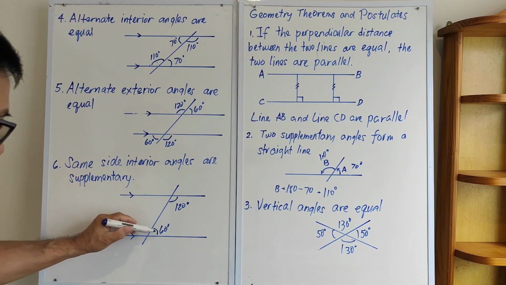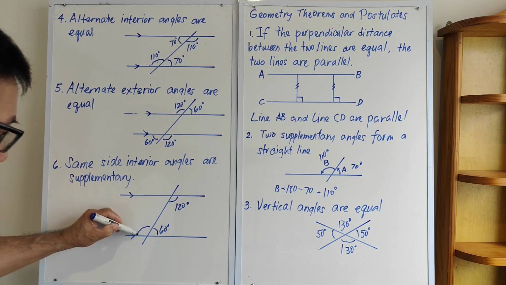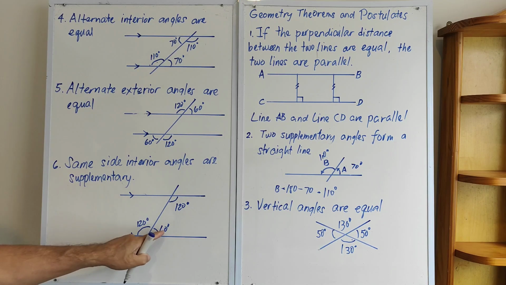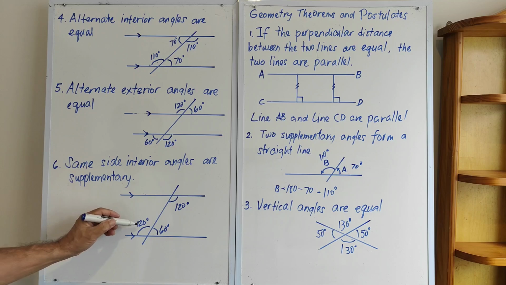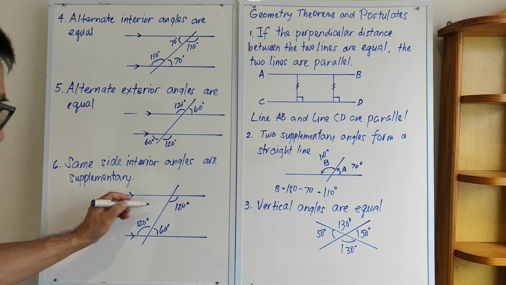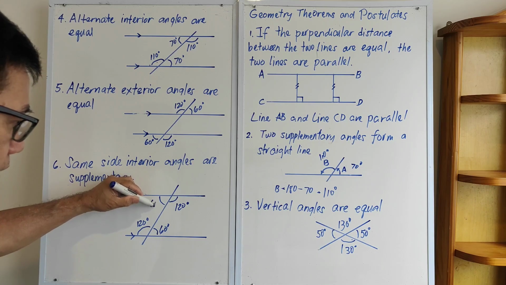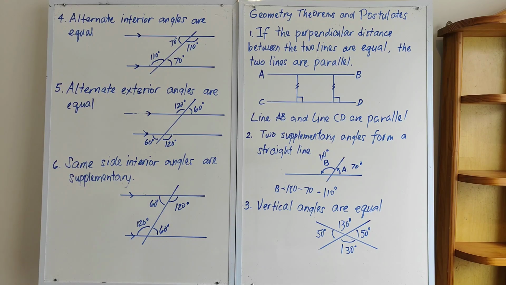Now, so this is 60. To make this into a straight line, this will be 120 degrees. 180 minus 60 is 120. So if this is 120, this would be supplementary to this one, so this would be 60 degrees.